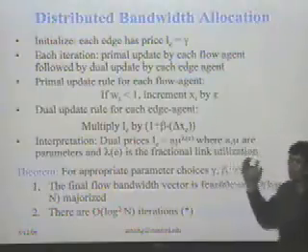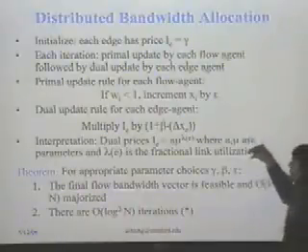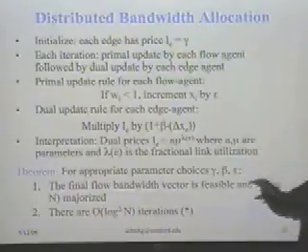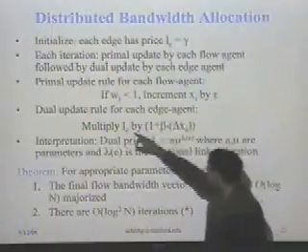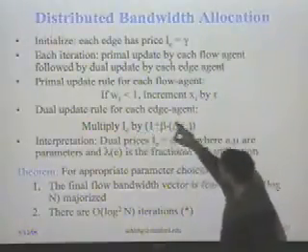And in each iteration there's a primal update by each flow agent, followed by a dual update by each edge agent. The primal update rule for each flow agent is very simple. It says if Wi is less than 1, then increment xi by some small number epsilon. So if my total dual cost is less than 1, I'm going to increase. Otherwise, I'm going to stay where I am. And the dual update rule for each agent is that you just look at the total new flow that was introduced.